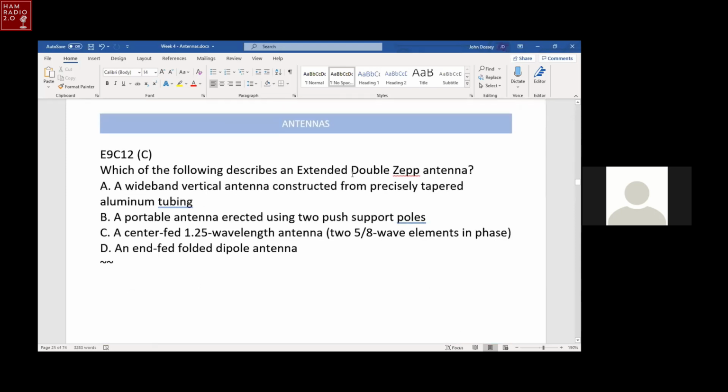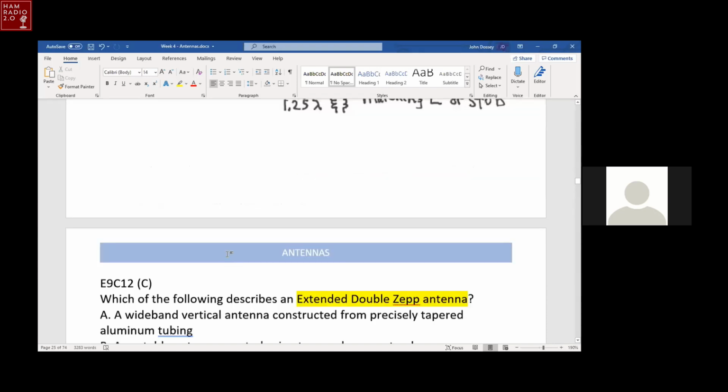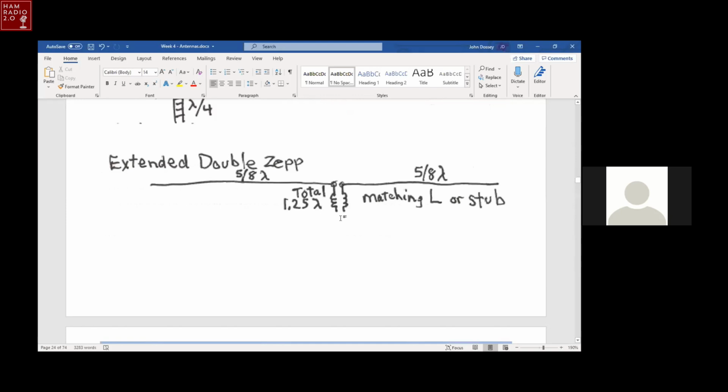Extended double ZEP is described as a center fed 1 1/4 wavelength antenna. That's all it is. Then you need some matching components to make it match down to 50 ohms.